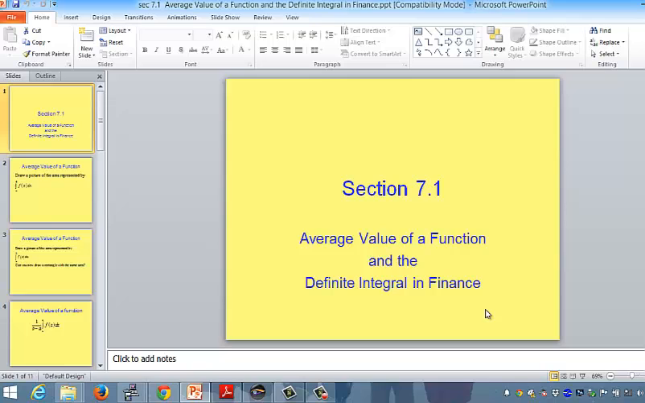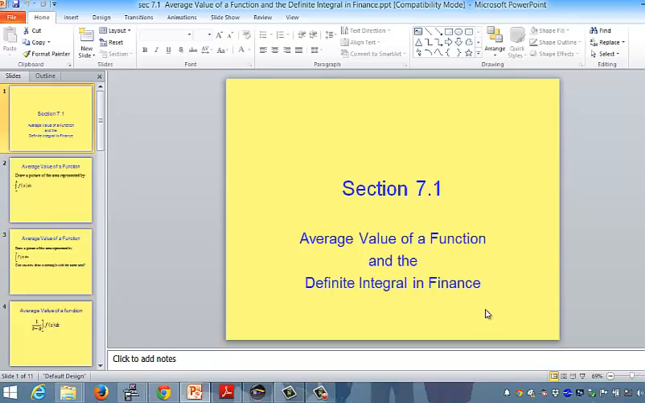So we have two things to talk about today. One's called the average value of a function, and then the definite integral, what it means to finance. Although already, based on what you saw today, you could probably tell me what the definite integral is going to tell you in finance, right? Maybe total accumulation of wealth. Okay. If you know the growth rate of your wealth, then you can get the total accumulation, right? So part B is kind of answering. But what do I mean by an average value of a function?